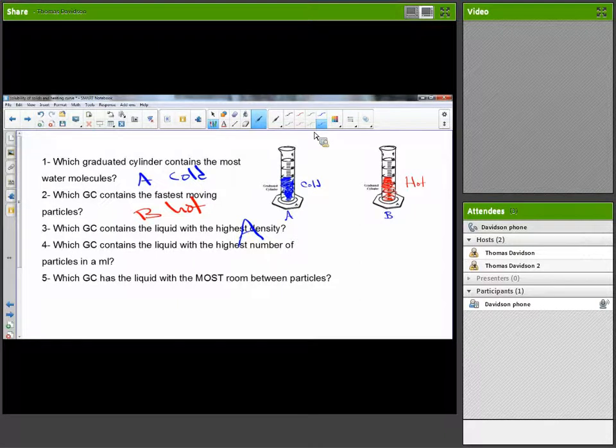Number 4. Which contains the liquid with the highest number of particles per milliliter? That is A, because, remember, I made you write this down. Density and number of particles in a milliliter were the exact same thing. Okay, next. Which one has the most room between particles? B. Who had them all right? Raise your hands.